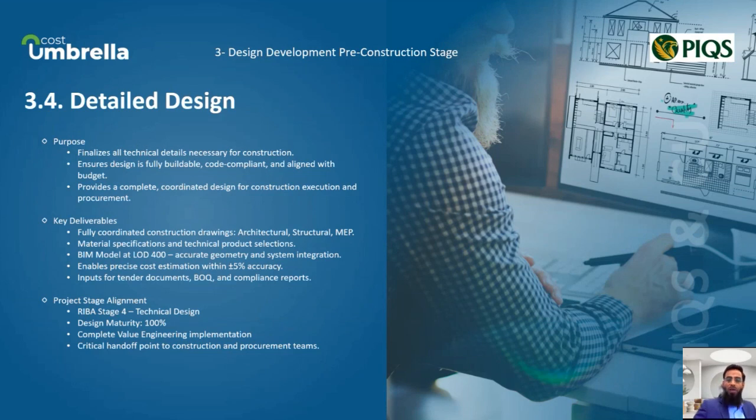Detailed design aligns with RIBA stage 4, technical design. It represents the handoff point between the design team and the construction team, forming the backbone of tender, procurement, and site execution. The design maturity at this level is 100%. Value engineering is completely implemented at this stage.